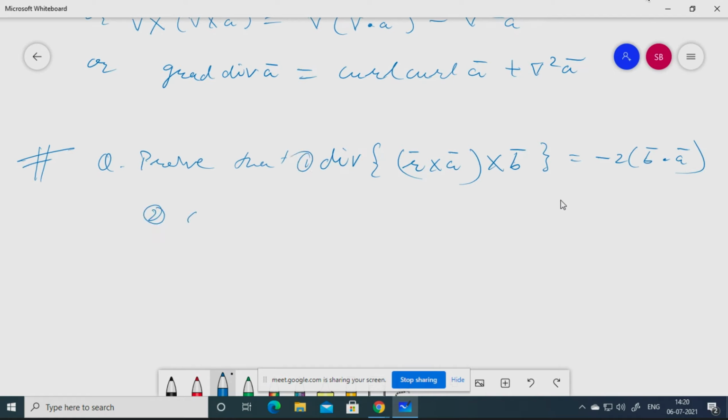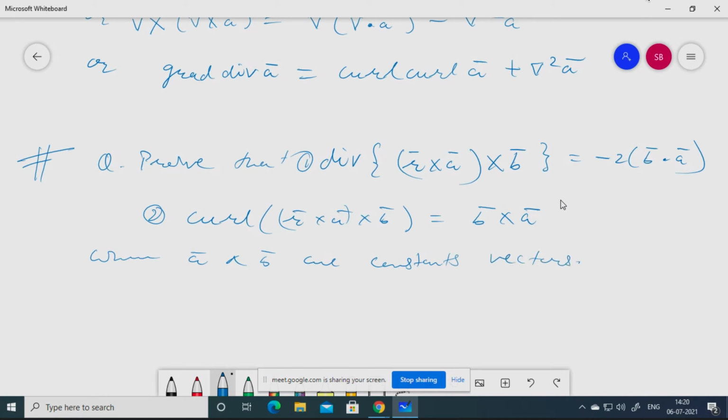Second one, you need to prove the same thing. Curl of R bar cross A bar cross B bar is equal to B bar cross A bar. That's it. This is what you need to prove. And here it is given A bar and B bar are constant vectors.